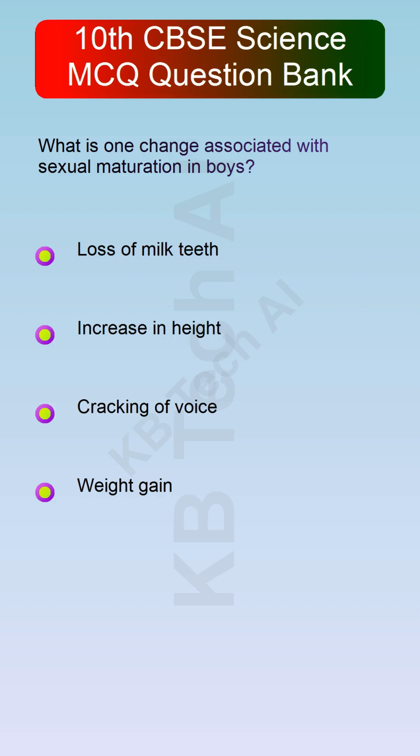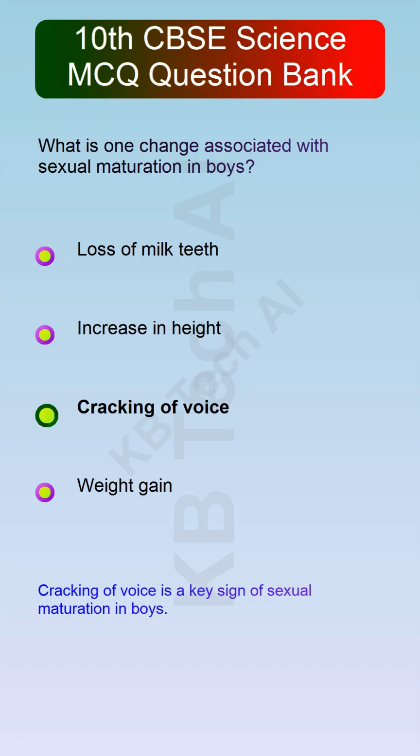What is one change associated with sexual maturation in boys? Option 1, loss of milk teeth. Option 2, increase in height. Option 3, cracking of voice. Option 4, weight gain. The answer is option 3, cracking of voice.